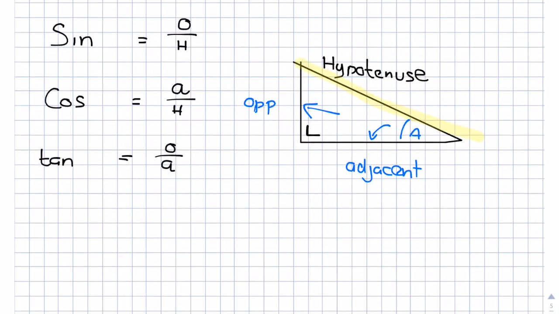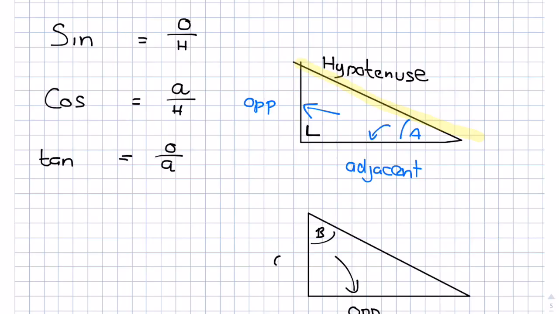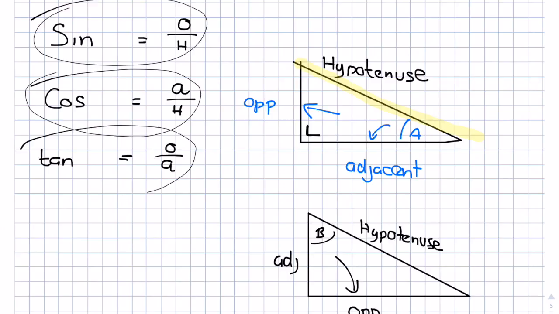Whereas if I was talking about the angle B, just draw this out again. Well, if I was talking about B, that would make this the opposite and this the adjacent. But this is always the hypotenuse because the hypotenuse is fixed. It's the longest side and it's the side that's always opposite the 90-degree angle. So we have our 3 ratios, sine, cos, and tan. The sine is the opposite side divided by the hypotenuse. The cosine is the adjacent side divided by the hypotenuse. And the tan is the opposite divided by the adjacent.